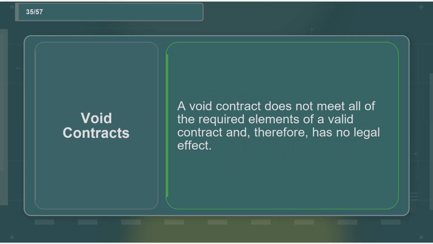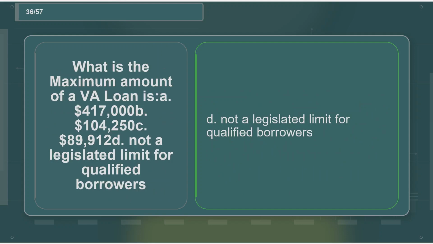Flashcard 35, term: void contracts. Definition: a void contract does not meet all of the required elements of a valid contract and, therefore, has no legal effect. Flashcard 36, term: what is the maximum amount of a VA loan? A. $417,000, B. $104,250, C. $89,912, D. Not a legislated limit for qualified borrowers. Definition: D. Not a legislated limit for qualified borrowers.